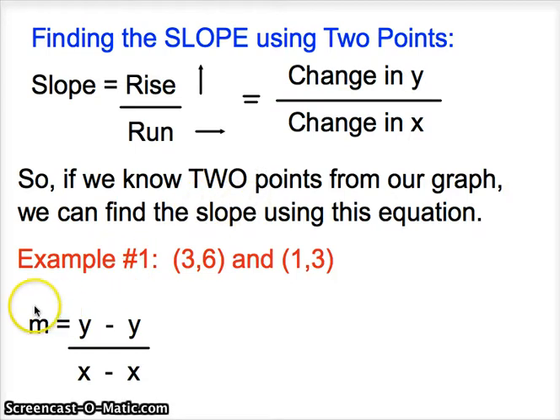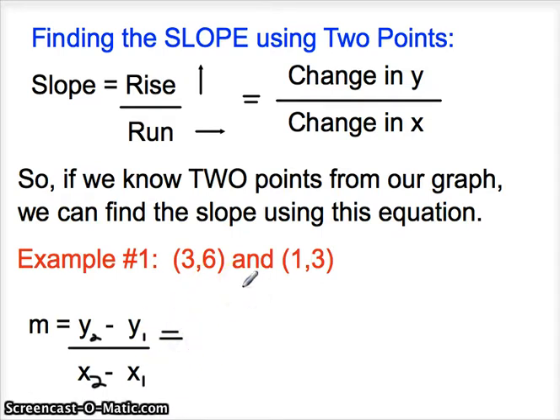The equation is m for slope equals y2 minus y1 divided by x2 minus x1. We will use this equation to help us find slope. So for example, if we have the ordered pair 3, 6, and 1, 3, we will plug them into the equation and find the slope.